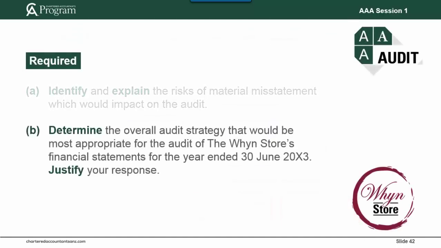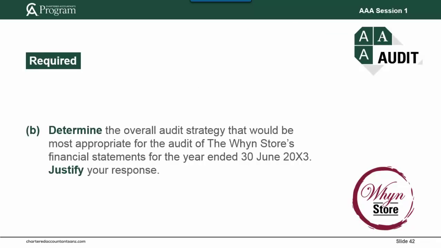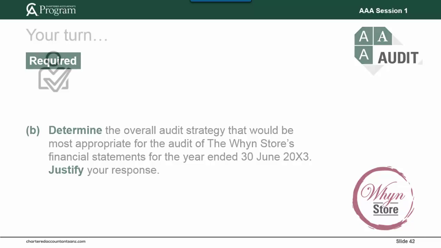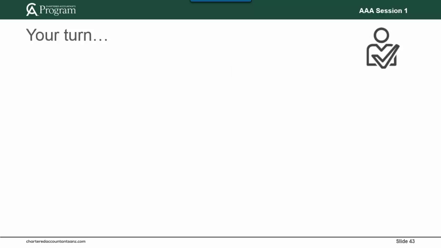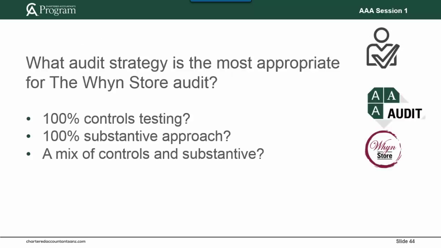This leads us nicely into answering part B of the required. Determine the overall audit strategy that would be most appropriate for the audit of the wine store's financial statements for the year ended 30 June 20X3. Justify your response. Over to you. What audit strategy should AAA take for the wine store audit? Click pause and think about which approach would provide you with the evidence you need.